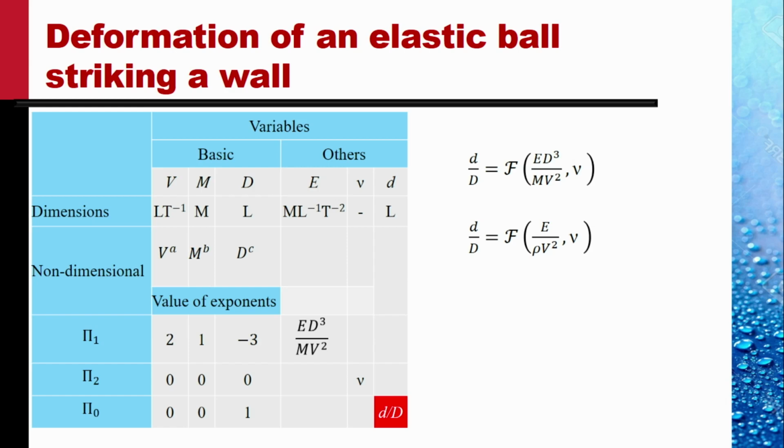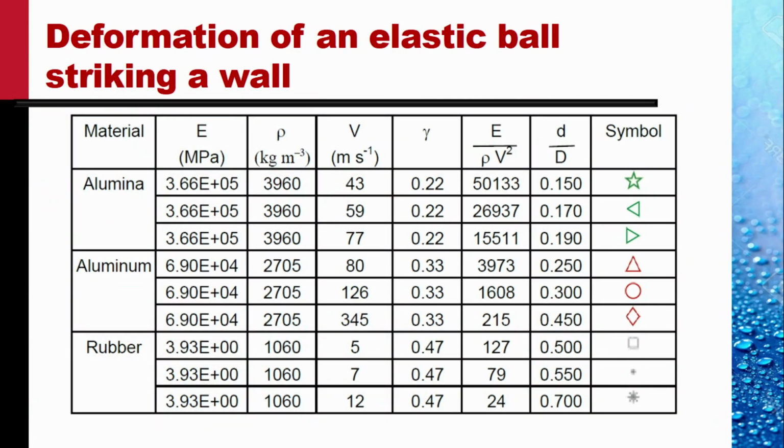V square is the velocity just before the impact. The text noted as your textbook gives you data on various experiments done with an elastic ball striking a wall. He used three materials, aluminum, and rubber. The values E, V are given.